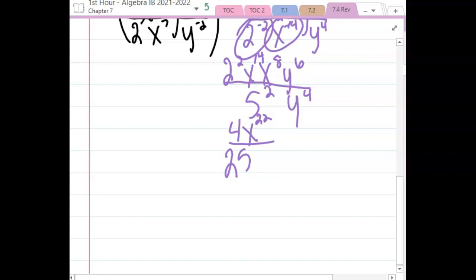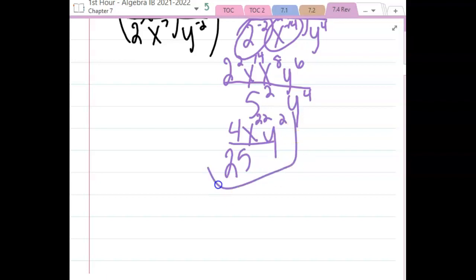Now will the y's combine or cancel? They cancel because they're on opposite sides of the fraction bar. So if we subtract, we should get a y squared. And remember, you're going to stick that power where the larger exponent was.